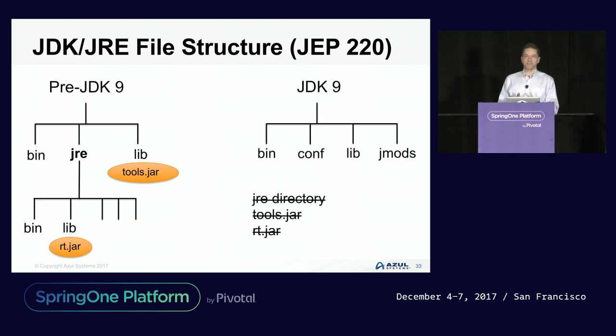JDK 9, that's flattened out. So now we have 1 bin directory, we have 1 conf directory, lib, jmods, and so on. The idea of this is that, like I said, with jlink, you build the runtime for your application, which only contains the modules that you need. The important thing is no more JRE subdirectory, no more tools.jar, no more rt.jar.